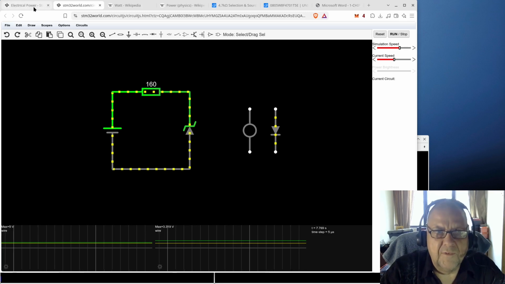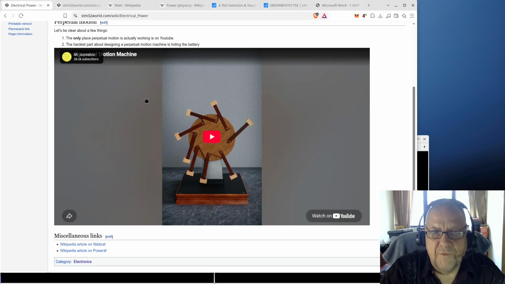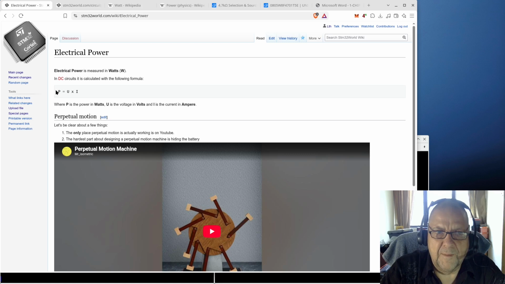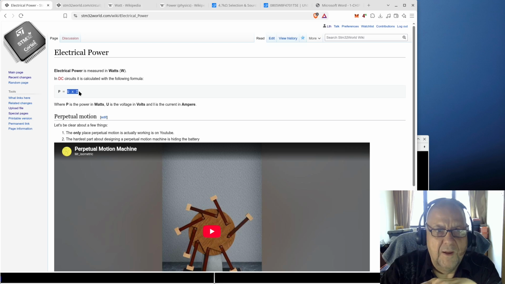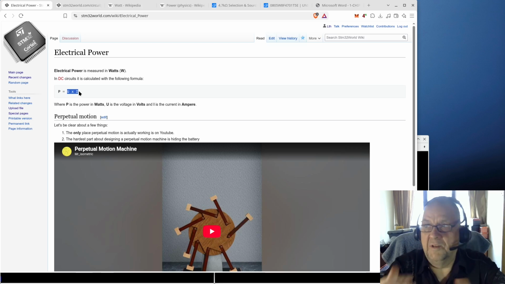And I wanted to mention the formula, which is important, that wherever you have a voltage drop and you have a current, there is a power dissipated, and that power can be calculated by multiplying the voltage drop and the current. End of.